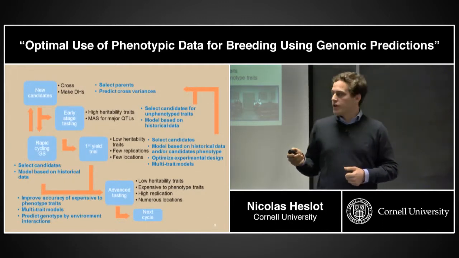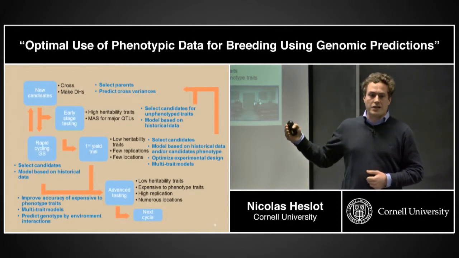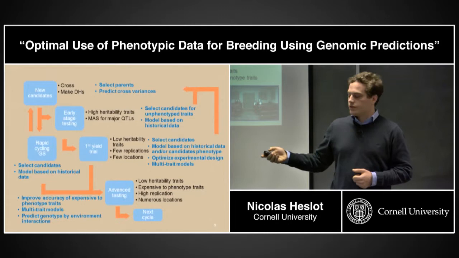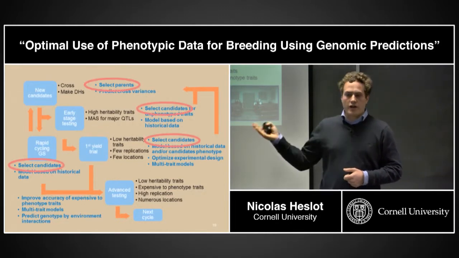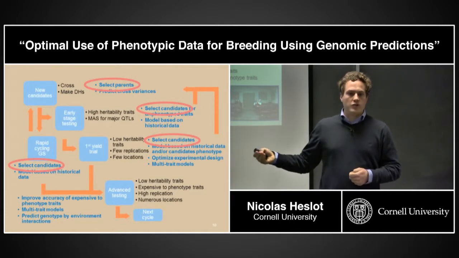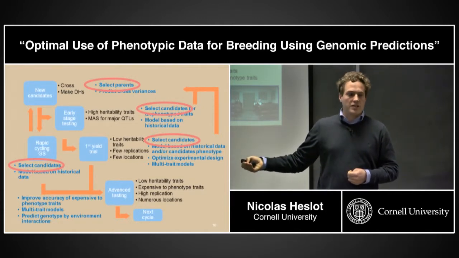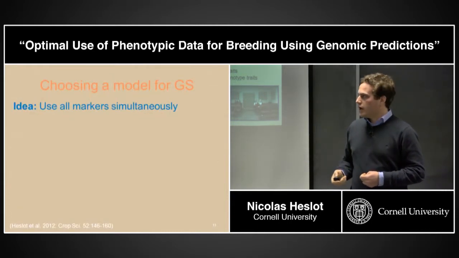In this talk, I'm going to focus on a few aspects of those different opportunities offered by GS for breeding programs. Starting with something relatively obvious. To make a selection with GS, you need a model, a genomic selection model. And GS was enabled in the first place by new statistical techniques that I'm going to describe really quickly.